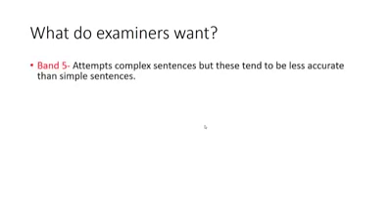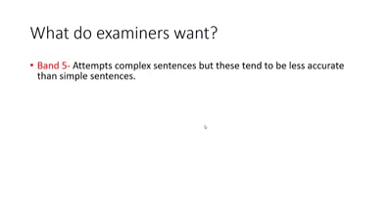So what do examiners want? They don't want high level, they don't want complicated, they don't want sophisticated. What do they want? So let's look at what the actual official marking criteria says. Band 5 attempts complex sentences, but these tend to be less accurate than simple sentences. So even a Band 5 answer has made an attempt at complex sentences, but it's very clear that when they try to go from simple to more complex, multiple clauses, they're making some mistakes.